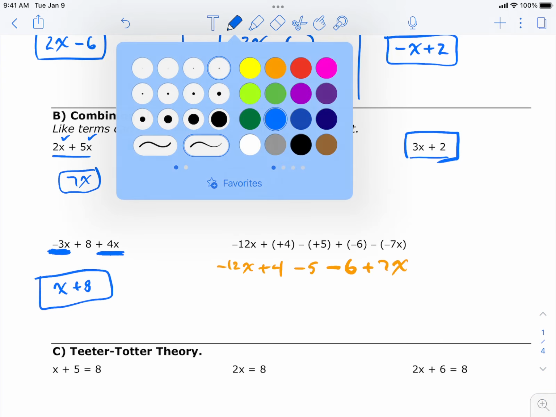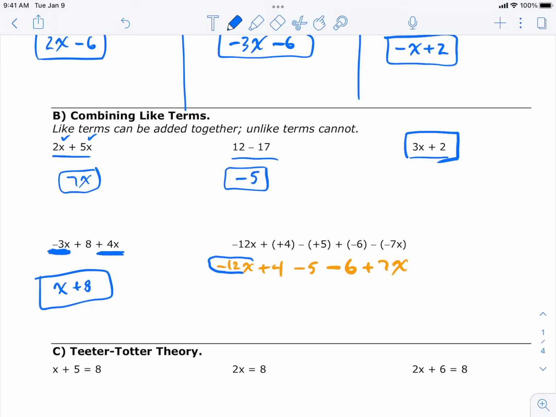You take all your x terms, and remember the sign in front is like a tag that's attached to it. So that's a negative 12x, and that's a positive 7x, and those are my only two x terms. So you put those together: negative 12 plus 7 is negative 5x. And then all of these are pure numbers. They can go together. 4, take away 5, take away 6 more is what, negative 7 or something? Sure, negative 7. And so that all becomes just a nice little negative 5x minus 7.